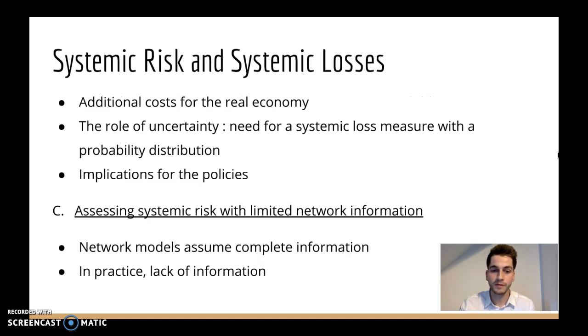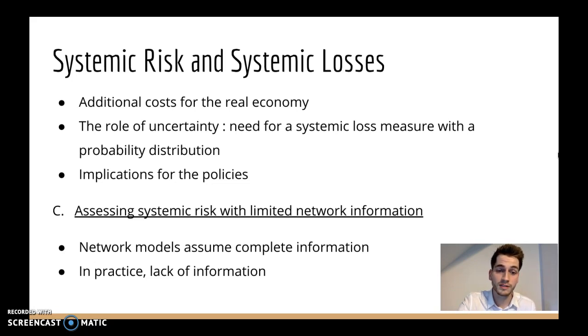In addition, financial losses can have other consequences for the real economy, such as administrative costs and legal costs or bankruptcy. Uncertainty in shock sizes creates uncertainty in losses, so there is a need for a systemic loss measure with a probability distribution. The choice of the model to assess the systemic risk will have implications for the setting of policies that limit the contagiousness of the financial system.